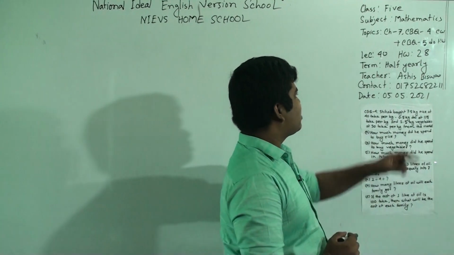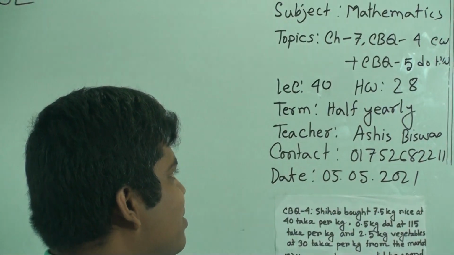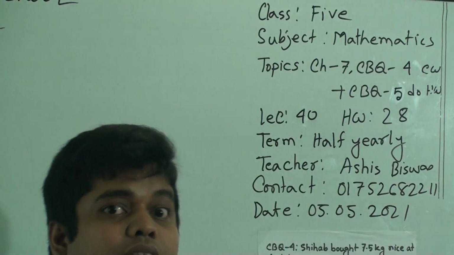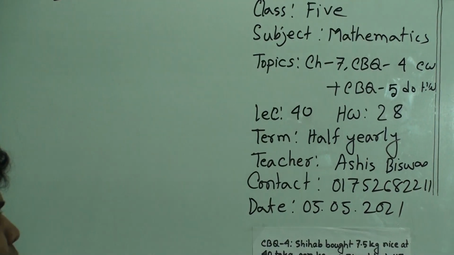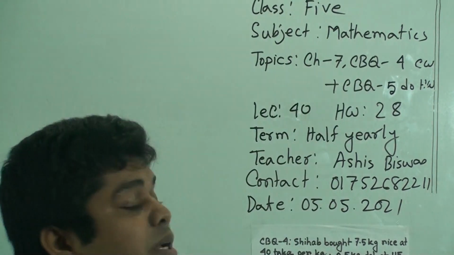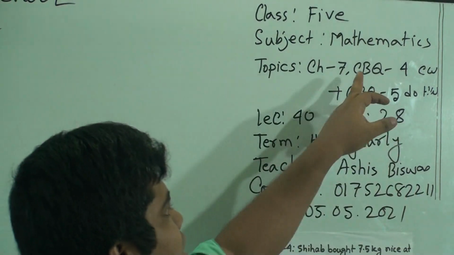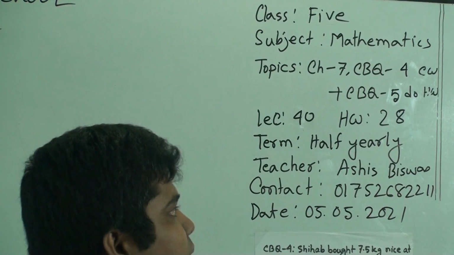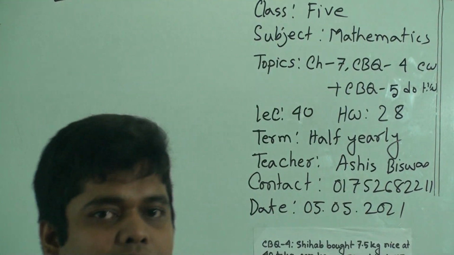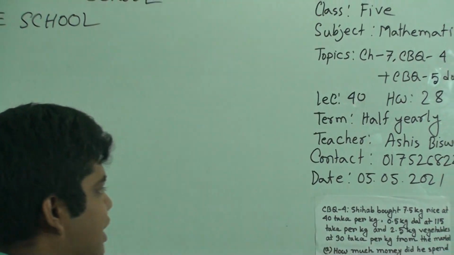Today is our lesson number 40 of half yearly and today's SW number will be 28. Our today's topic is Chapter 7. From Chapter 7 we shall solve CBQ number 4 as your CW and CBQ number 5 will be your SW. So my dear students, let us start our class.